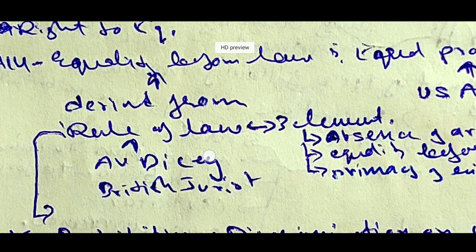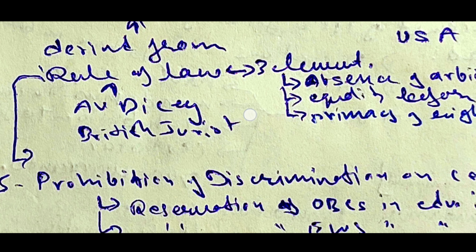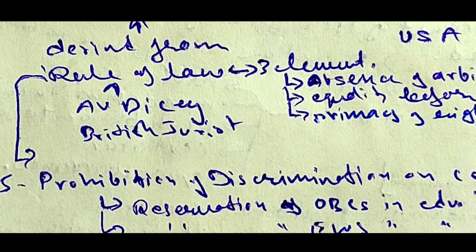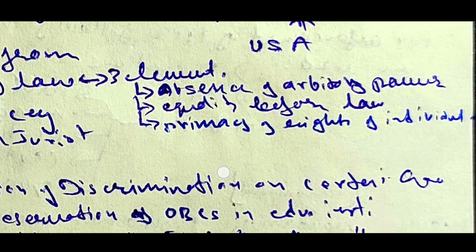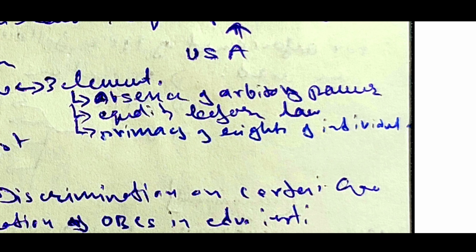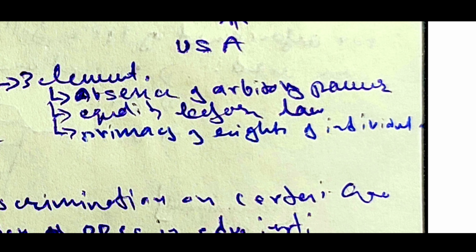So we must understand that equality before law is derived from the rule of law, okay, which is from the British Constitution, and this was given by A.V. Dicey, the British jurist. And the rule of law provides 3 provisions, the first being absence of arbitrary power, which means that no person shall be punished except for a breach of law. And second is equality before law, and the primacy of the rights of the individual, which means that the constitution is a result of the rights of the individual, right?